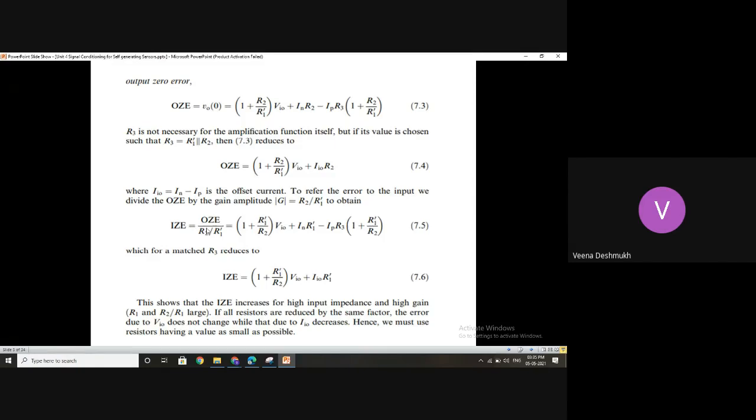RS is considered because the Vs source is simply grounded. That means the device is still in the network. It is connected in the circuit. It is not completely taken out. So the source is simply reduced to 0. Because of that, R1 dash exists. So this is the formula. So the input zero error is equal to output zero error divided by R2 by R1 dash. So here if you divide this by R2 by R1 dash, you get this one.